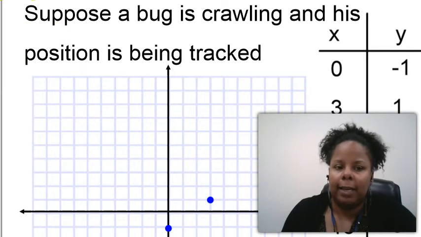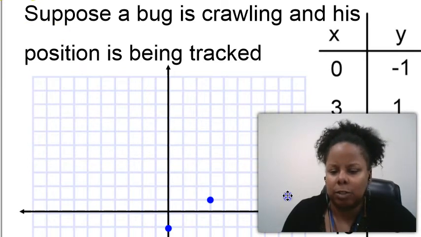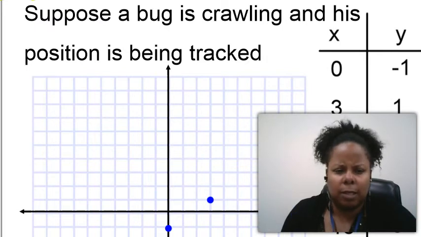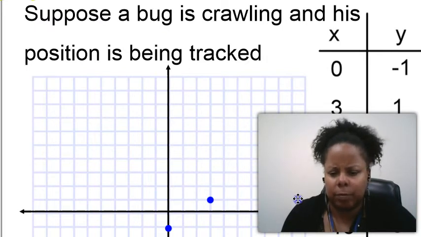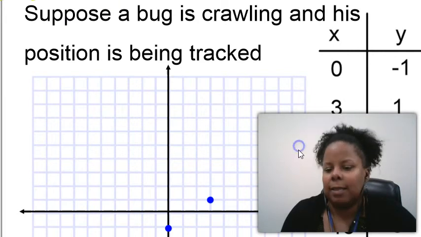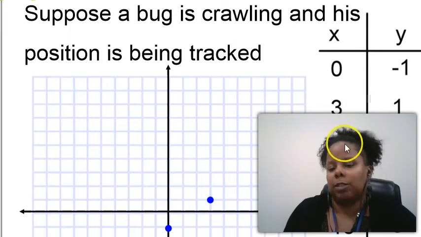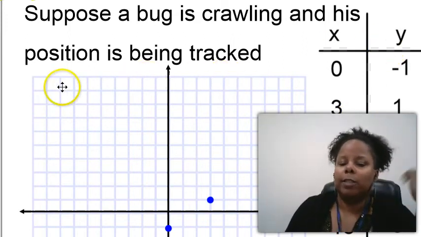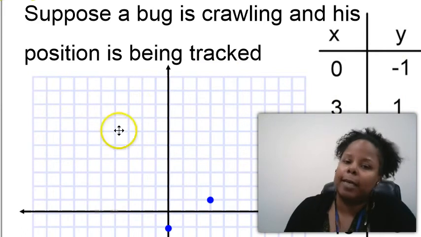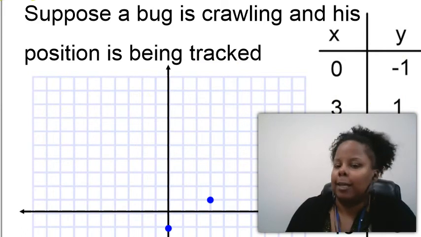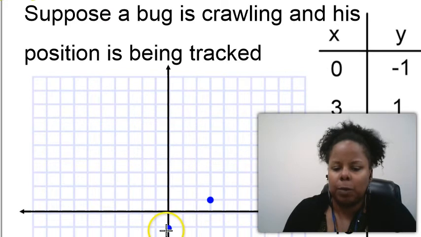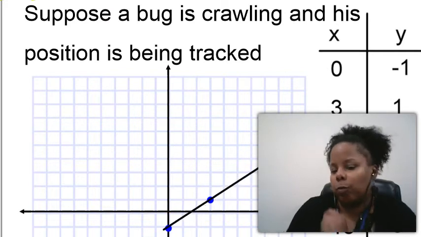And then we look away and 2 seconds has passed, but at 3 seconds, he's at this position, the 9, 5 position. And then at 4 seconds, he's at the 12, 7 position. So he's going on a path, and if I was just looking at this, I would say, oh, this is a straight line. It can be represented by the equation using the slope and the y-intercept of these 2 points.